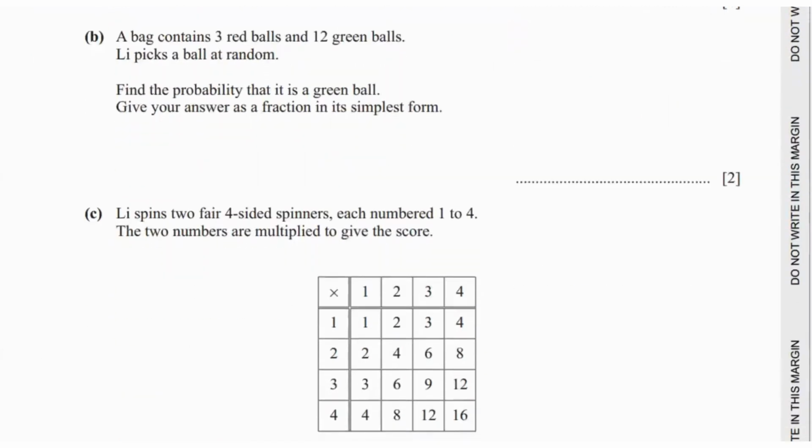Then it says a bag contains 3 red balls and 12 green balls. Lee picks a ball at random. Find the probability that it is a green ball, giving your answer as a fraction in its simplest form. So green ball is going to be 12 over 15. So that's 4 over 5. Why is it 12 over 15? Because there are 12 green balls and the total is going to be 3 plus 12. So 12 over 15.